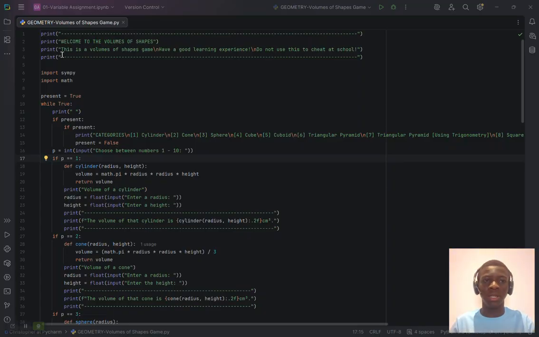So anyways, here it is. Welcome to the Volumes of Shapes. This is a Volumes of Shapes game. Have a good learning experience. Do not use this to cheat at school. That's advice from me anyways.